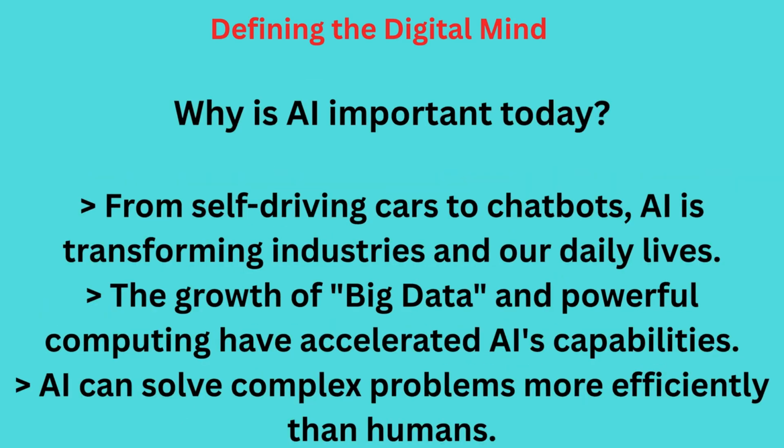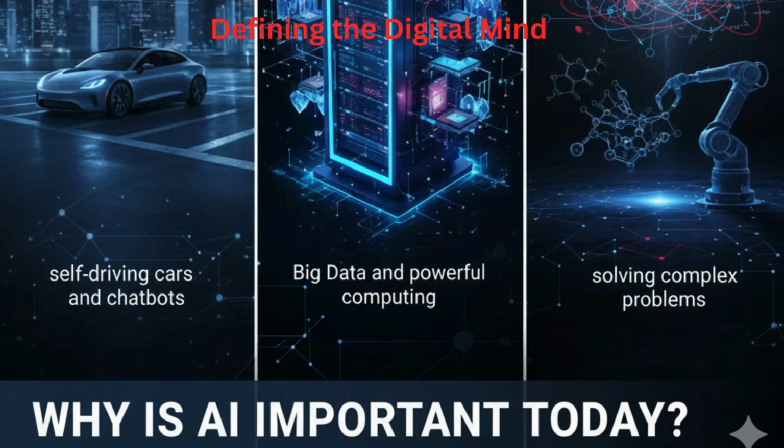In the previous section, we talked about the history of artificial intelligence. Now let's bring it all into the present and ask the most important question: why is AI so important right now? The first point on the slide highlights that AI is no longer a futuristic concept. It's a technology that is actively transforming industries and our daily lives. Think about the cars that can park themselves, the navigation apps that give you real-time traffic updates, or the chatbots you use to get customer support. All of these are powered by AI.